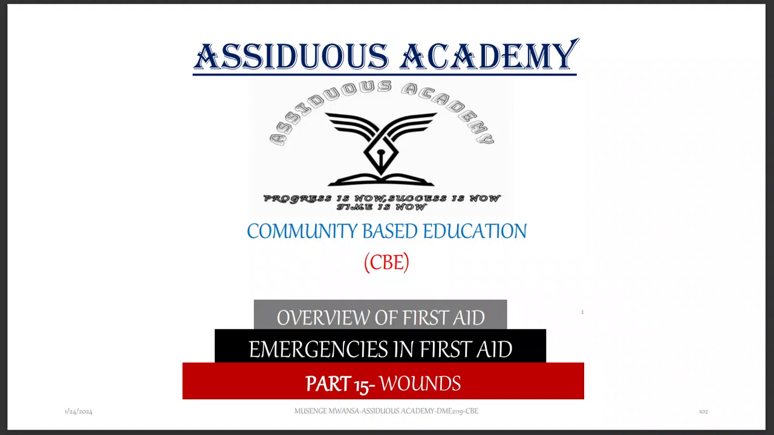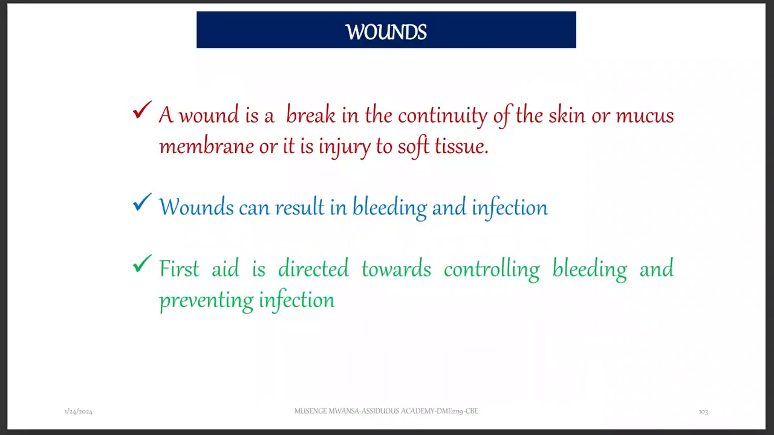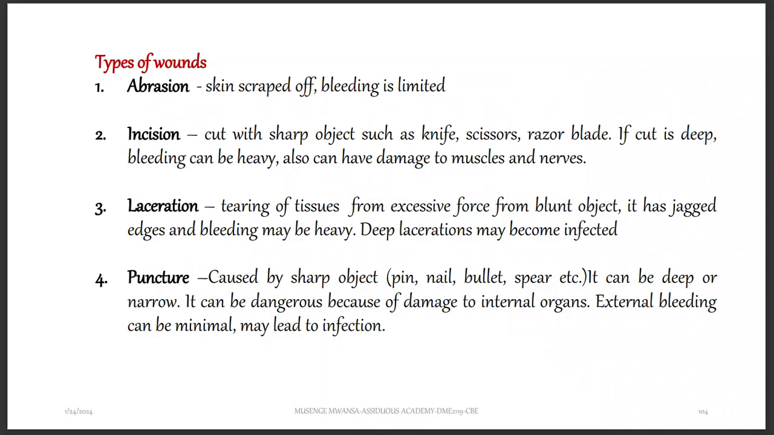Let's now talk about wounds, and this is part 15 of emergencies in first aid. A wound is a break in the continuity of the skin or mucous membrane, or just an injury to soft tissue. Wounds can cause bleeding and infection. So, when you are performing first aid, your aim is to control bleeding and to prevent infections.